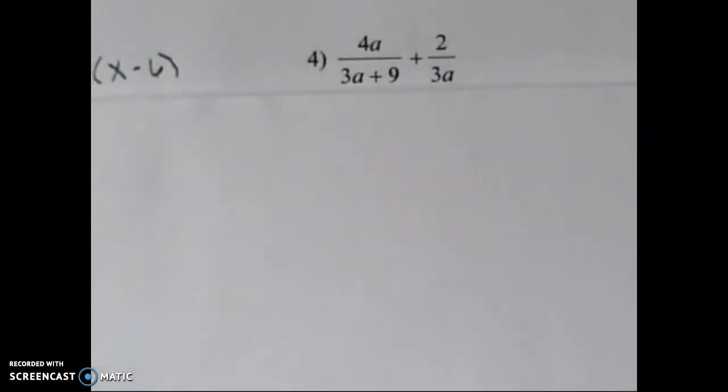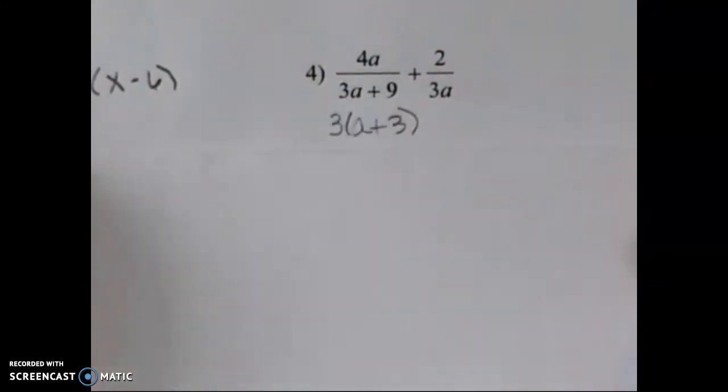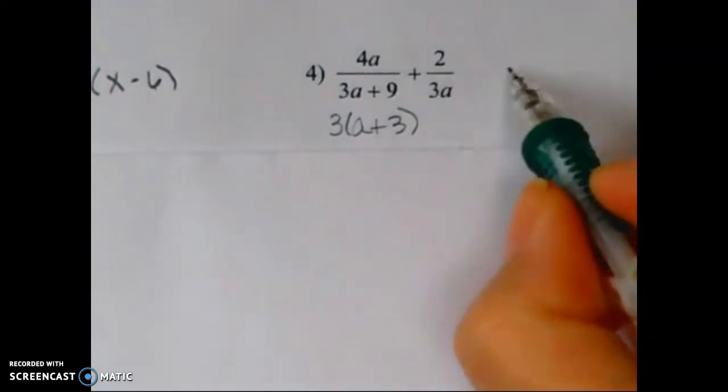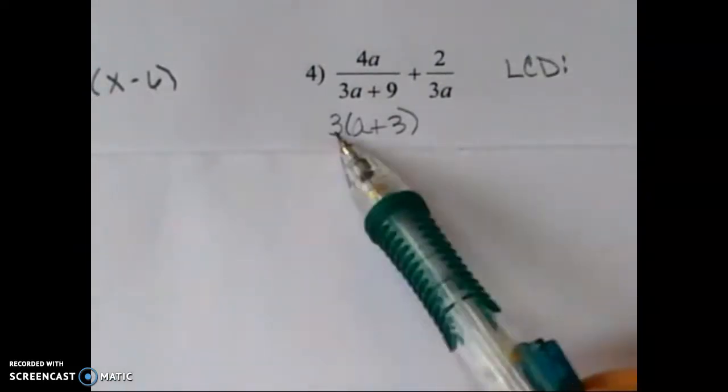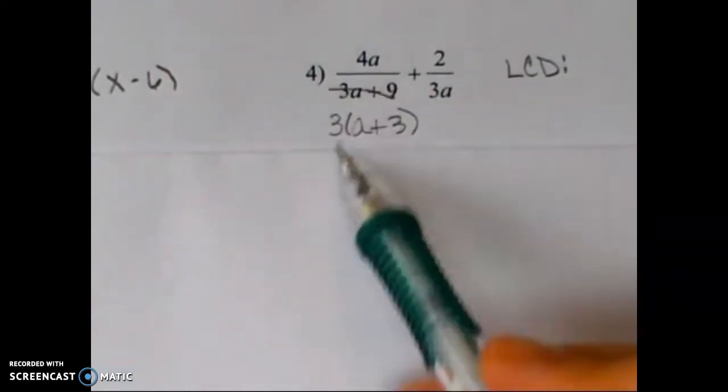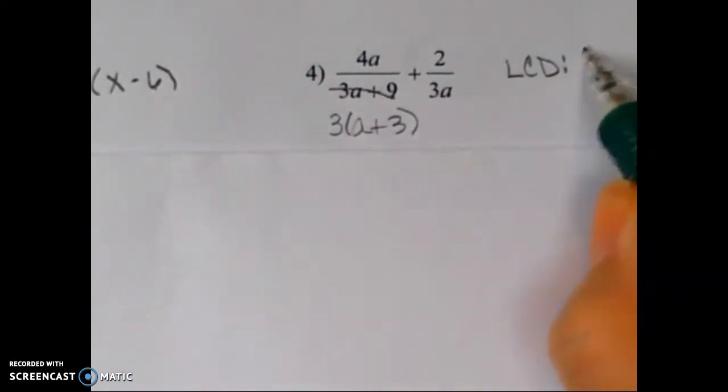Let's do another addition problem. Step 1 is to factor the denominator. Your LCD, first you pick the number, and it looks like there's a 3 and a 3. So 3 is my number.